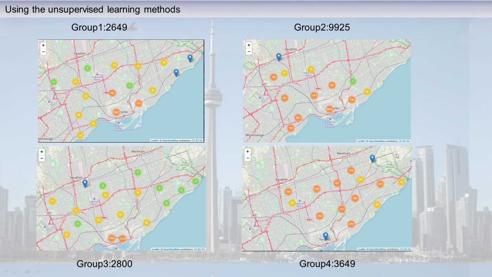From this map, we can see that most of the listings in this group are far from the Toronto downtown. There is only one listing in the downtown area. In group 2, most of their listings are located in the downtown area. Group 3 is the same as group 2.